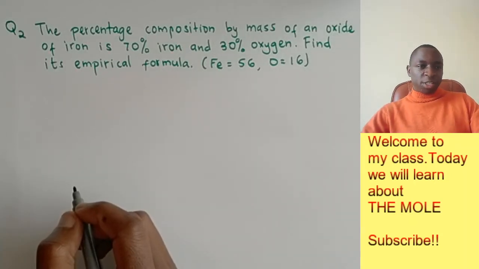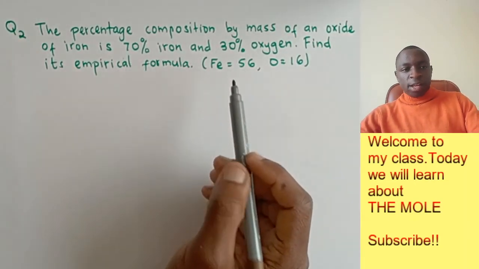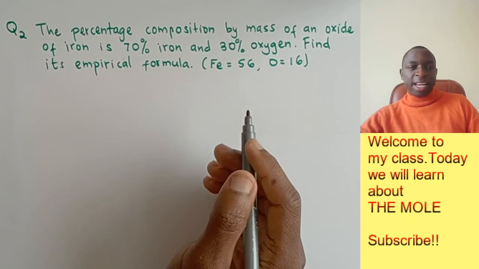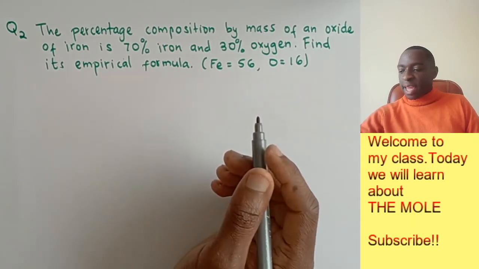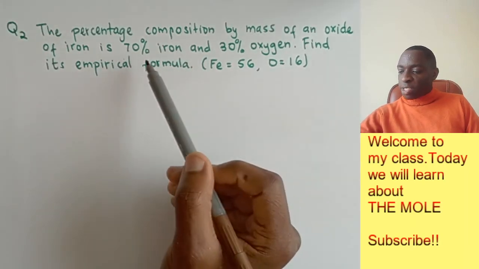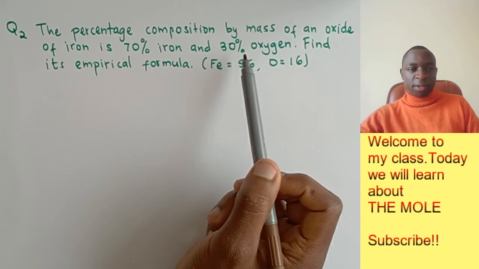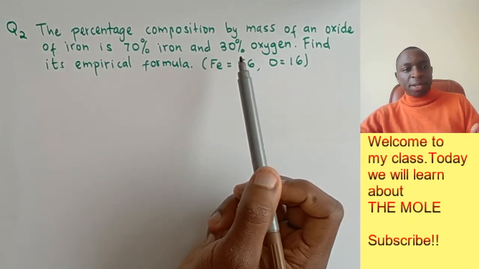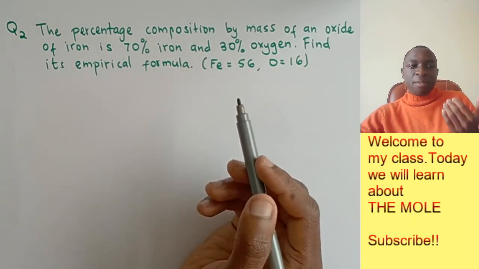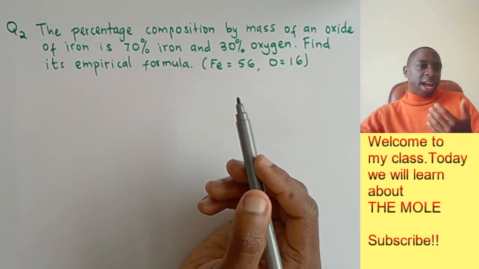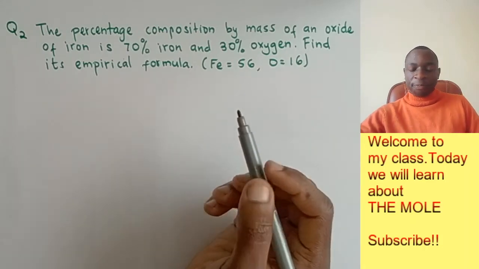But in this question, we have been given the percentage composition. Now, if we assume that we had 100 grams of this oxide of iron, then it would contain 70 grams iron and 30 grams oxygen. So if you're given percentage composition by mass, we can just assume that they are the masses themselves, because if you had 100 grams of it, it will be 70 and 30 grams in this case. So let's go straight ahead.